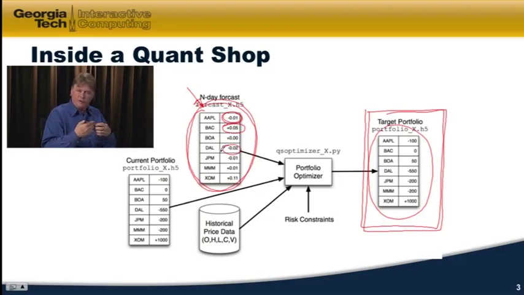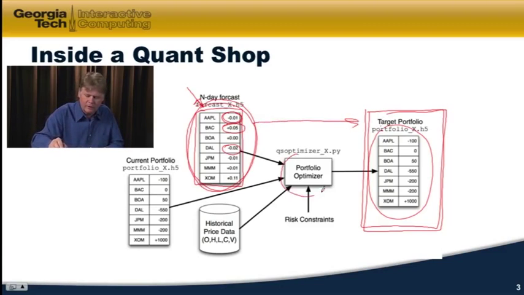These forecasts may be generated by people. They might be generated by machines. But somehow or another, we have this insight into the future, and we want to translate that into a target portfolio. This is where a piece of computing called a portfolio optimizer comes in.